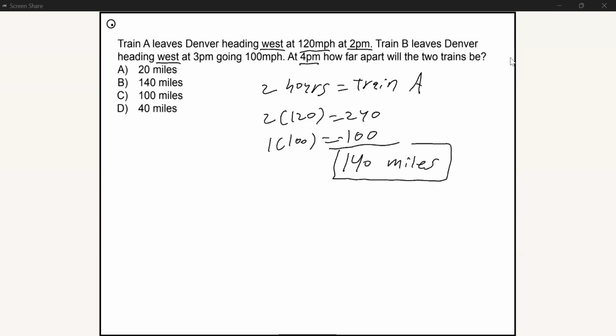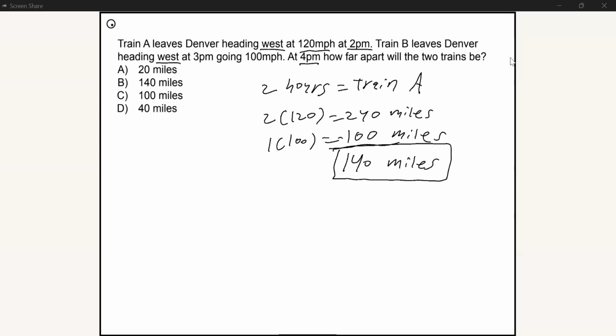And I know that this is probably a little easier than a lot of the SAT questions, but there are easy SAT questions on the test. And this is a good practice to build up to what we'll do in the future where directions might be more different and times might be a little trickier. But for now, just take this in, right? You do 2 times 120 to get the 240 miles, and 1 times 100 to get the 100 miles.